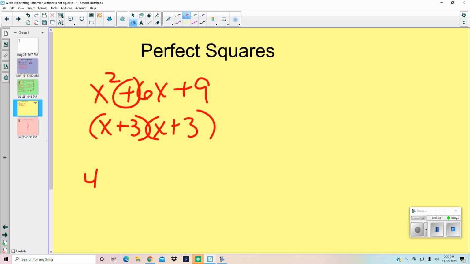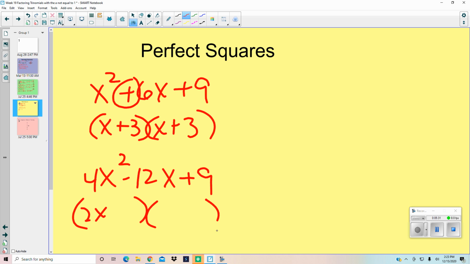Let me write down another one. Square root of the first term is 2x. Square root of the last term is 3. My sign of the 12 is negative, so these are both negative. If you FOIL those back together, you get what you started with.